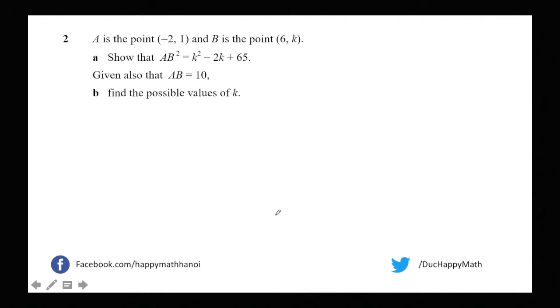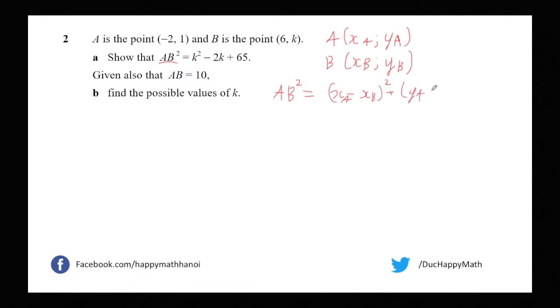Okay, another kind of exercise. Question A: A is a point and B is a point, so we want AB squared. This is the distance between the two points A and B. Do you remember the distance formula between 2 points? For example, when A equal to (xa, ya) and B equal to (xb, yb), then AB squared will be equal to (xa minus xb) squared plus (ya minus yb) squared.